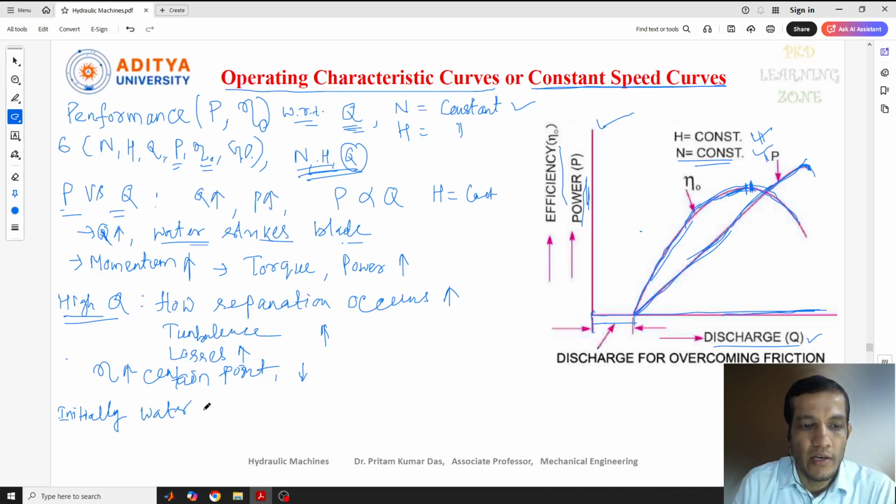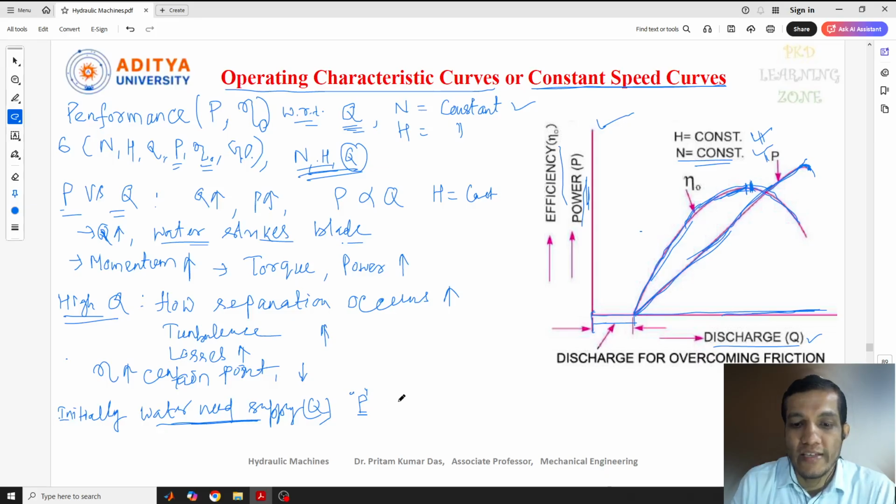Initially, water needs to be supplied, in the sense the quantity of water, that is, the discharge of that water, is required to produce power. Why is this water required initially? Because in initial conditions, it needs to overcome the friction. That's why the discharge is given for overcoming the friction. So for that we need some amount of water.